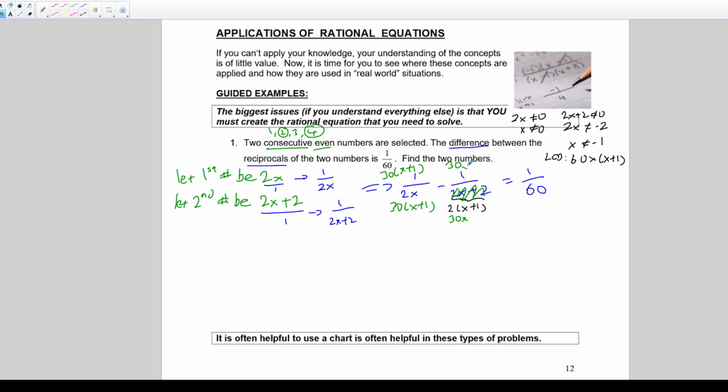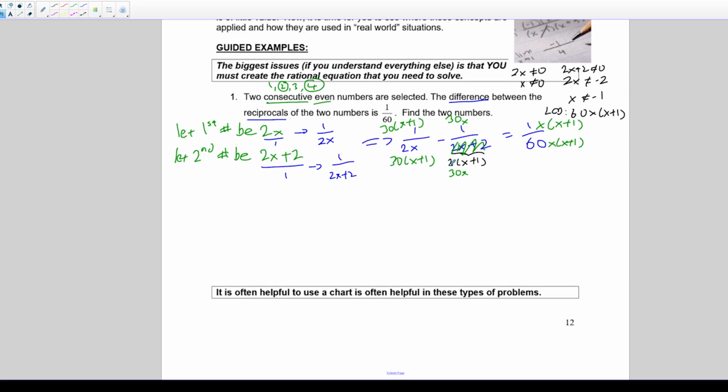So what I do to the bottom, I do to the top as well. And then for this right-hand side, I'm missing an x and then x plus 1 like that. So x times x plus 1. It's a little messy, but let's go ahead and simplify.